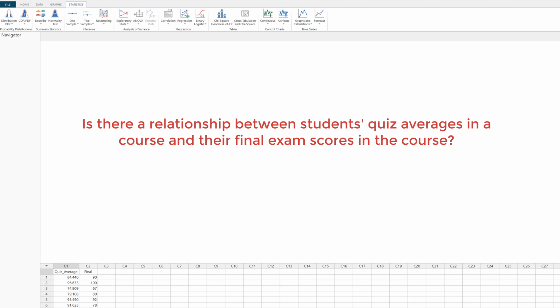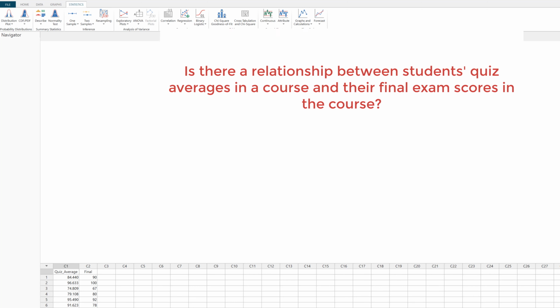Is there a relationship between students' quiz averages in a course and their final exam scores in the course? We're going to be using the 5-step hypothesis testing procedure to address this research question. I'm using the exam.mtw dataset. We have 2 quantitative variables, and we're interested in studying the relationship between the two, so we're going to be using Pearson's R correlation coefficient.